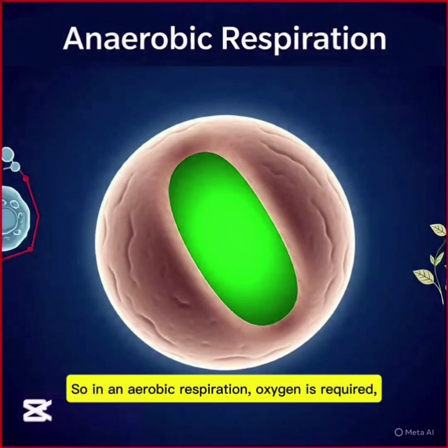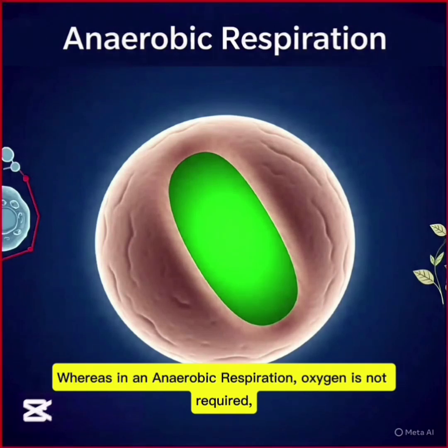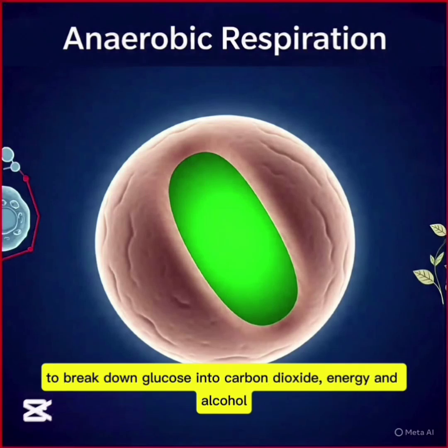So in aerobic respiration, oxygen is required to break down glucose into water, carbon dioxide, and energy. Whereas in anaerobic respiration, oxygen is not required to break down glucose into carbon dioxide, energy, and alcohol.